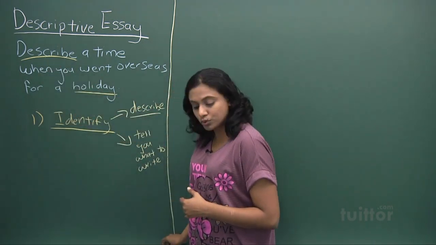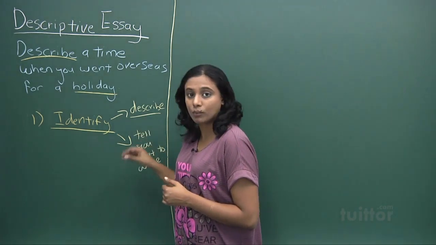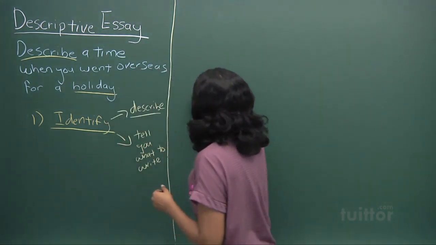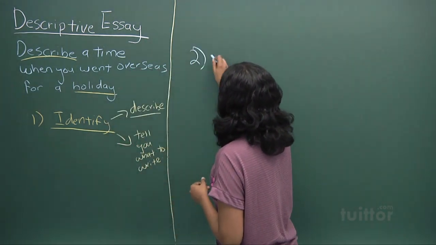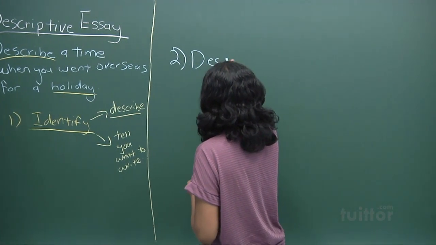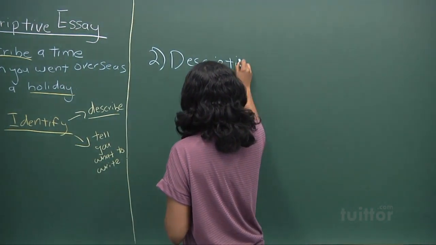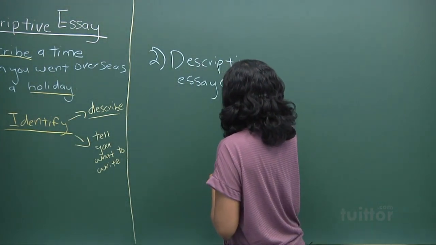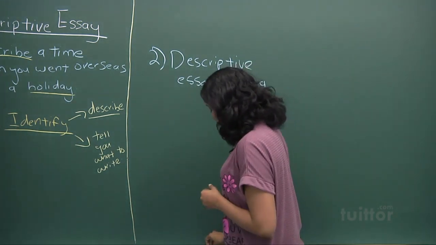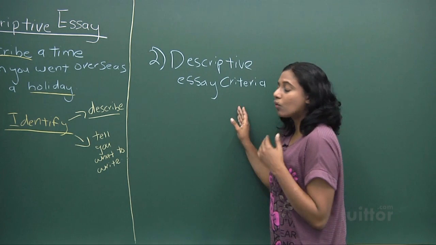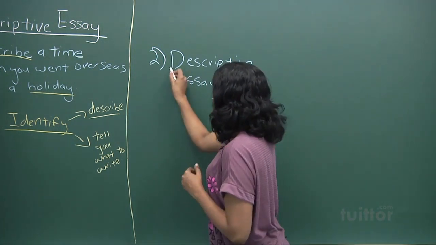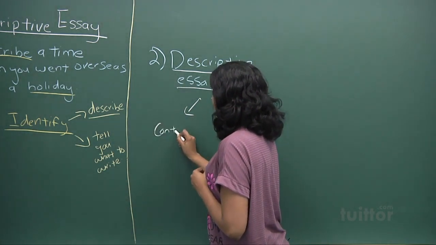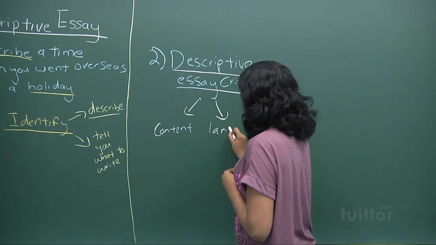The next thing which I'm going to go through is what the teacher actually looks out for when they're marking a descriptive essay. For a descriptive essay, what the teacher looks out for is basically two things. It's the same thing for all creative essays, of course: content and language.